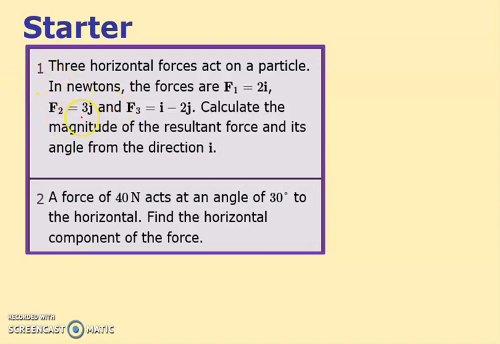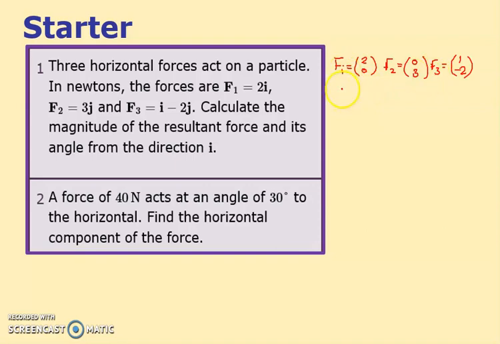And you'll notice a starter immediately is in vectors as well. Three horizontal forces act on a particle. In newtons those forces are... Again, I prefer to write F1 is 2i, so that's just (2, 0). F2 is 3j, so that's (0, 3). And F3 is i minus 2j, there you go. Calculate the magnitude of the resultant force and its angle from the i direction.